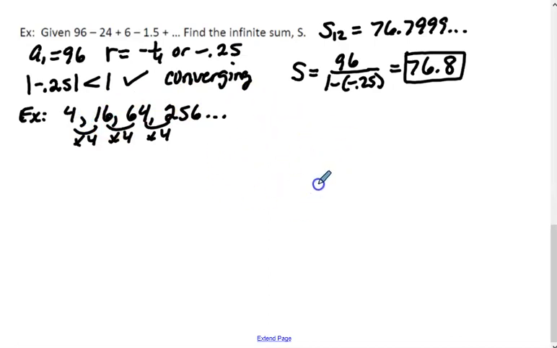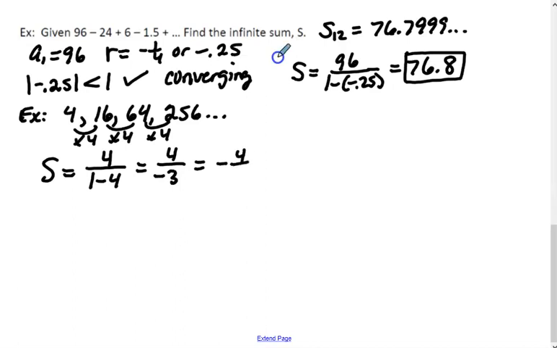But let's say you're just not paying attention and you say, okay, I'll just try this, and I'll say S is equal to 4, which is the first term, over 1 minus 4, which is r. So I would get 4 over negative 3, which is negative 4 thirds, negative 1.3 repeating. And you should clearly understand that that can't possibly be the sum. So yes, you could plug the numbers into the formula, but it makes no sense. Clearly not correct.